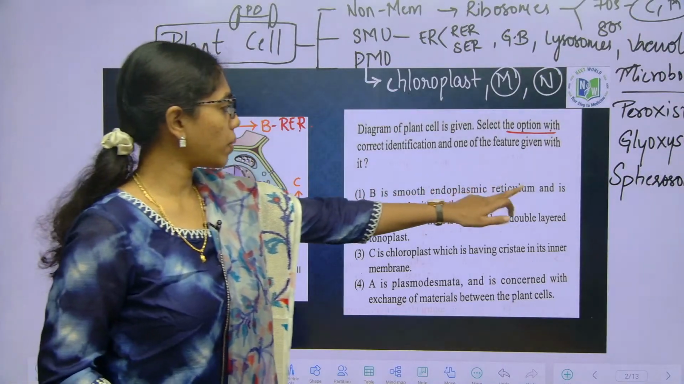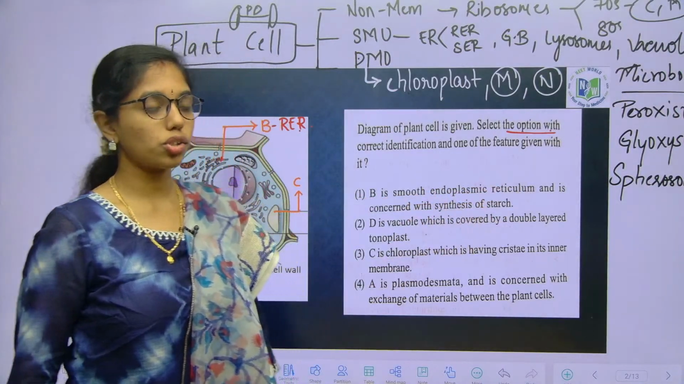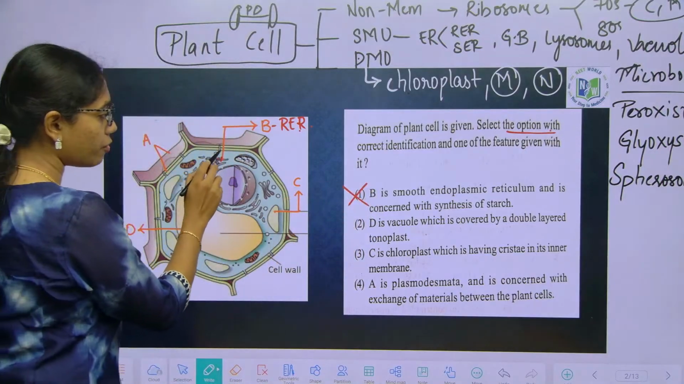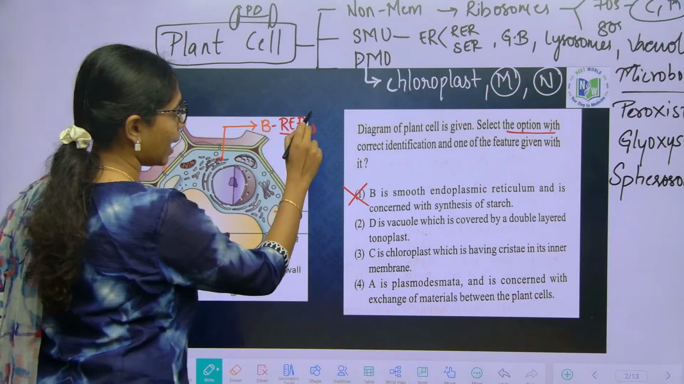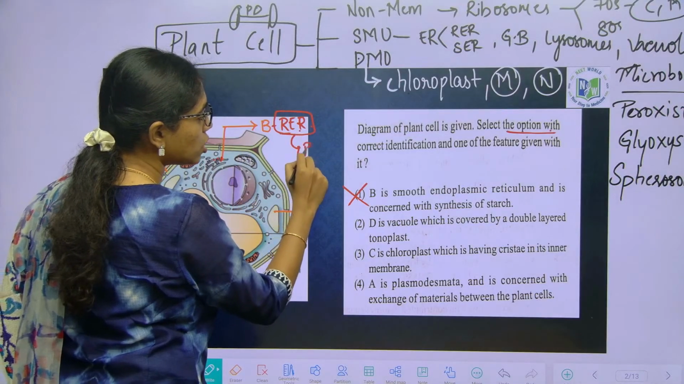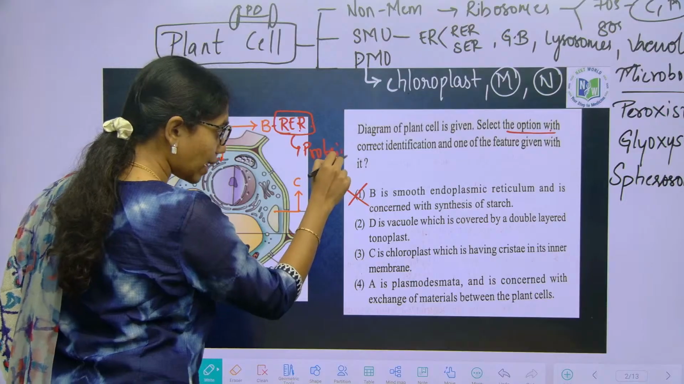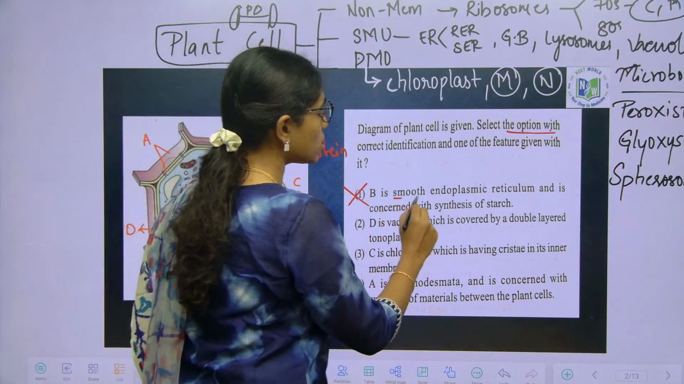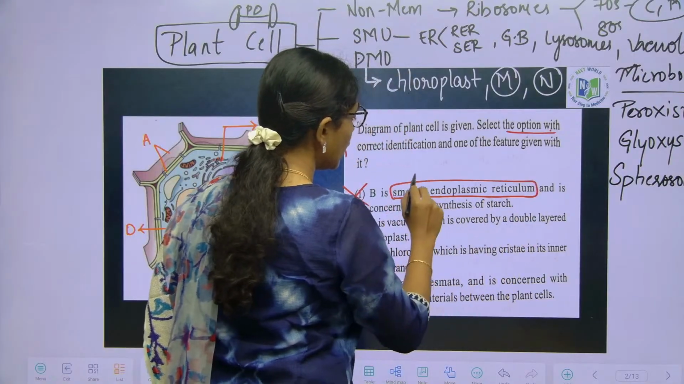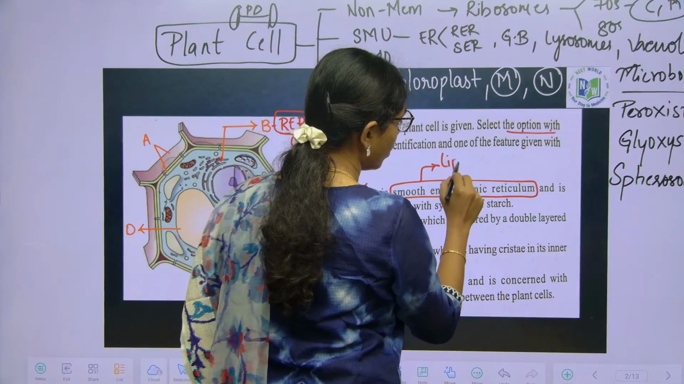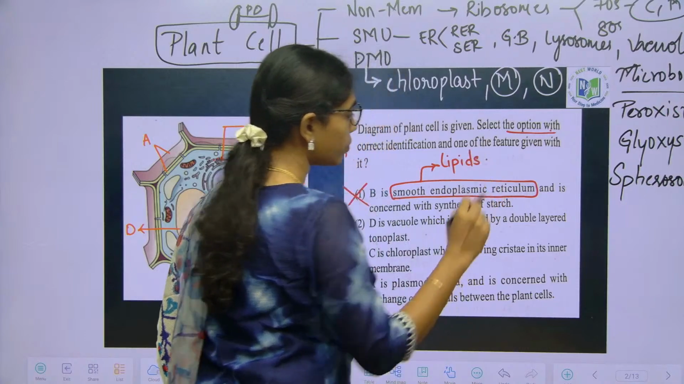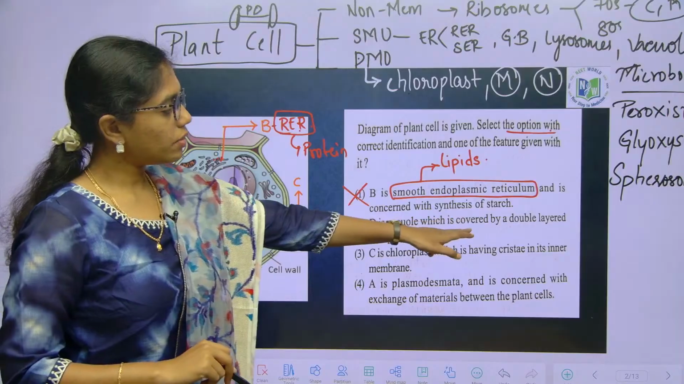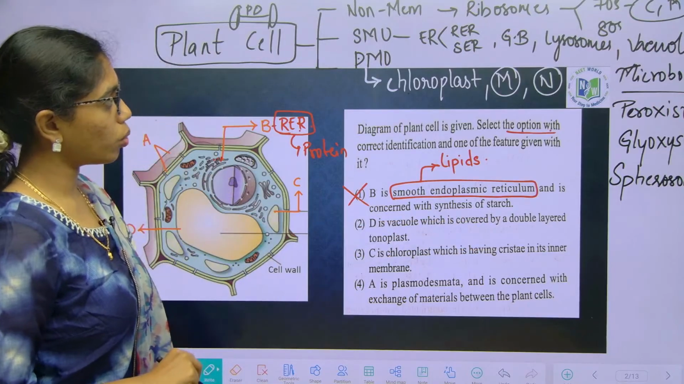So, the option is saying B is smooth endoplasmic reticulum and concerned with the synthesis of starch, which is completely wrong, because first of all this is not SER, this is RER, which is involved in what synthesis? Protein synthesis. If you consider this as SER also, the smooth endoplasmic reticulum is involved in the synthesis of what? It is involved in the synthesis of lipids. Got it? Next, D is vacuole, which is covered by double layered tonoplast.